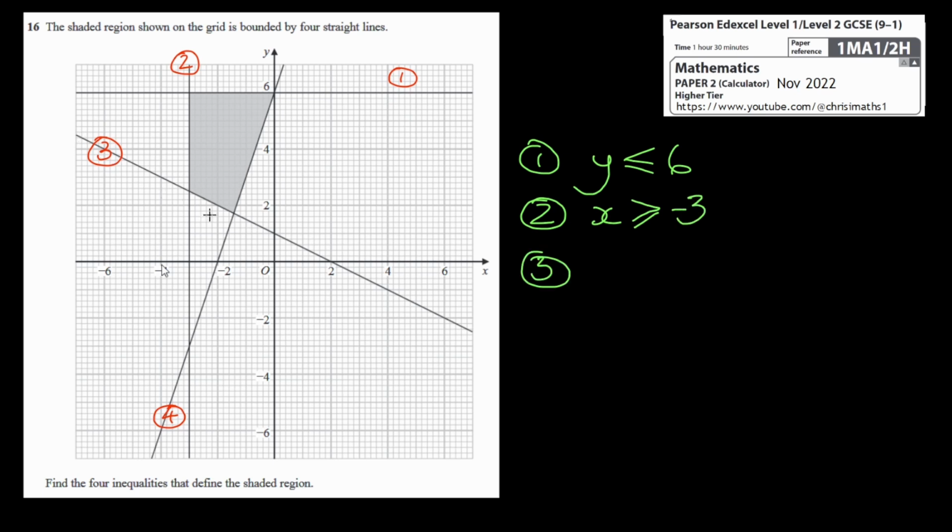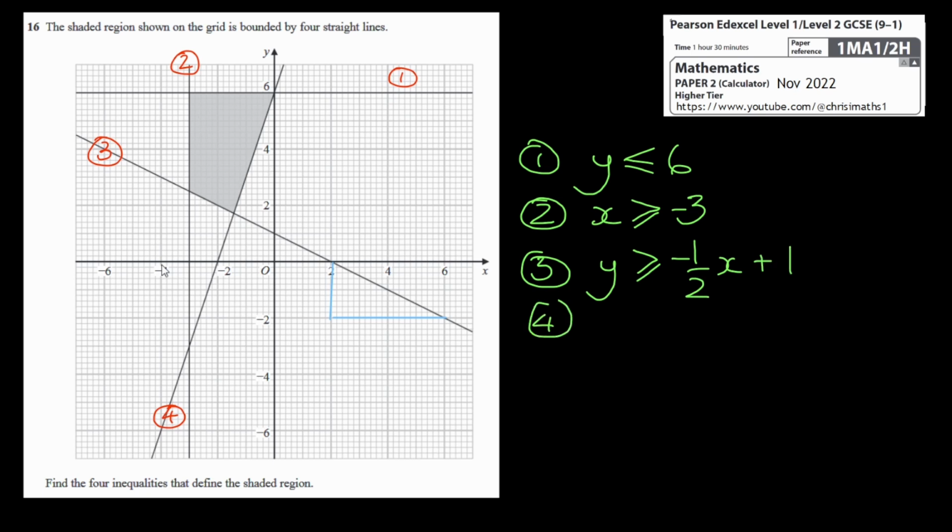The best way to quickly work out the gradient of this line is to set up a right-angled triangle like that. The gradient is certainly negative, and we fall 2 as we go along 4. So the gradient will be -1/2. Our y values must be greater than or equal to -1/2 x, which is the gradient, x, and the intercept of line 3 is +1.